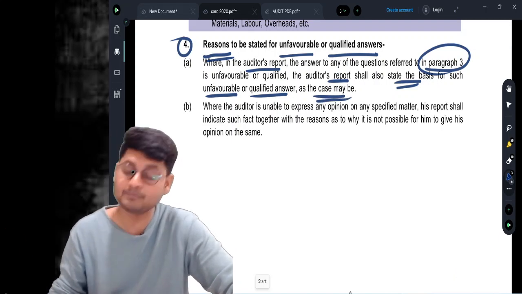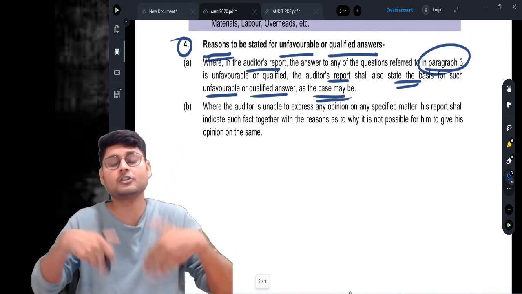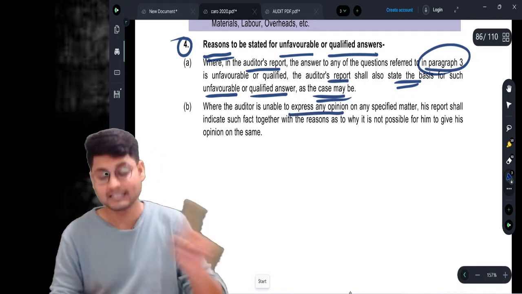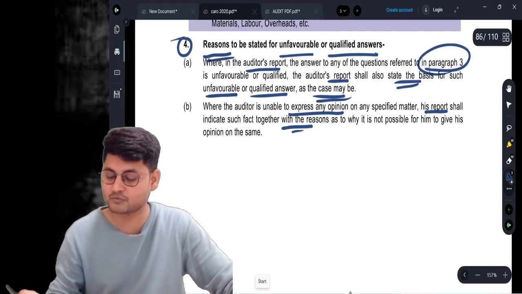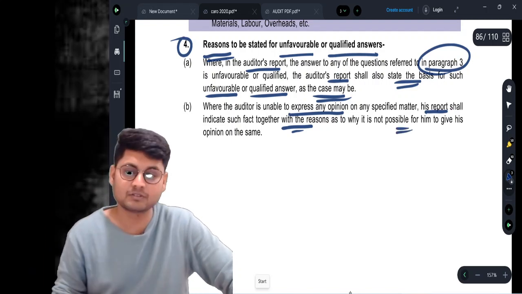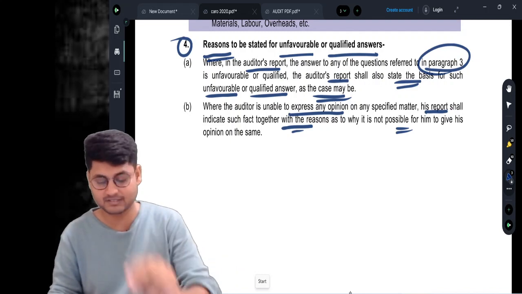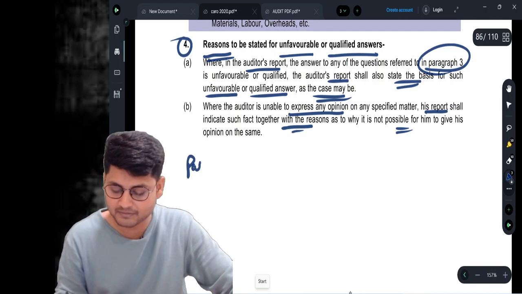Where the auditor is unable to express an opinion, whether it is right or wrong, he may not be able to conclude. This is called unable to express any opinion. Then his report shall indicate such fact together with the reasons why it is not possible for him to give the opinion. So there are 2 points to remember in paragraph number 4. What is paragraph number 4 saying? If in paragraph number 3 there are 21 clauses.